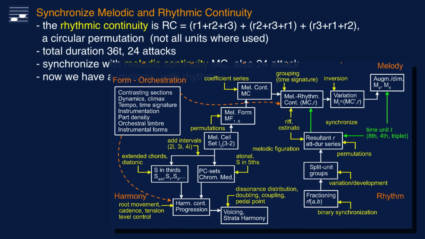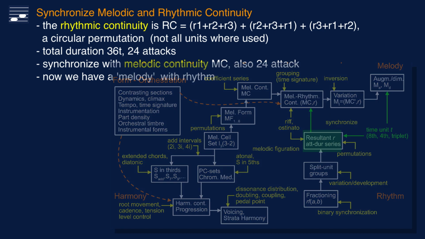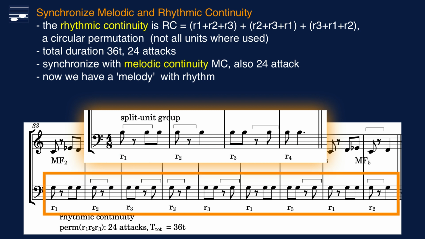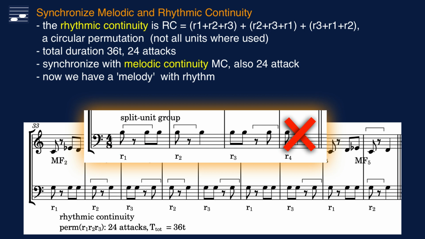From these 4 measures, we generate a rhythmic continuity, again using a series combination of the smaller units. This combination involves circular permutation of R1 to R3. This yields a rhythm with 24 attacks and total duration of 36 time units. I've omitted rhythmic cell R4.